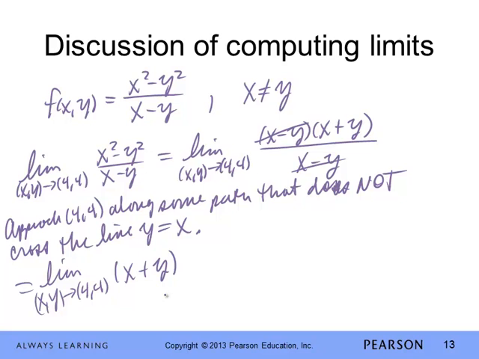Except for their behavior along the line x equals y. This function x plus y is defined everywhere. x squared minus y squared over x minus y has exactly the same functional values as x plus y. The only difference between the two functions is that the original function just happens to not be defined along the line x equals y.